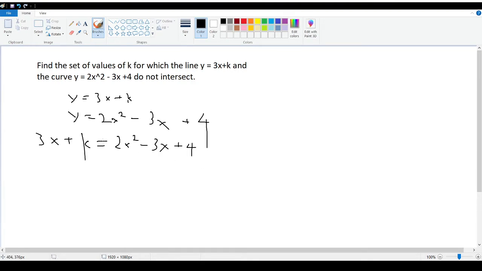Then we're going to simplify it. So we're just going to minus k on both sides, and minus 3x from both sides, and we'll get this. So x squared minus 6x plus 1 minus 4. 4 minus 4, 4 minus k.